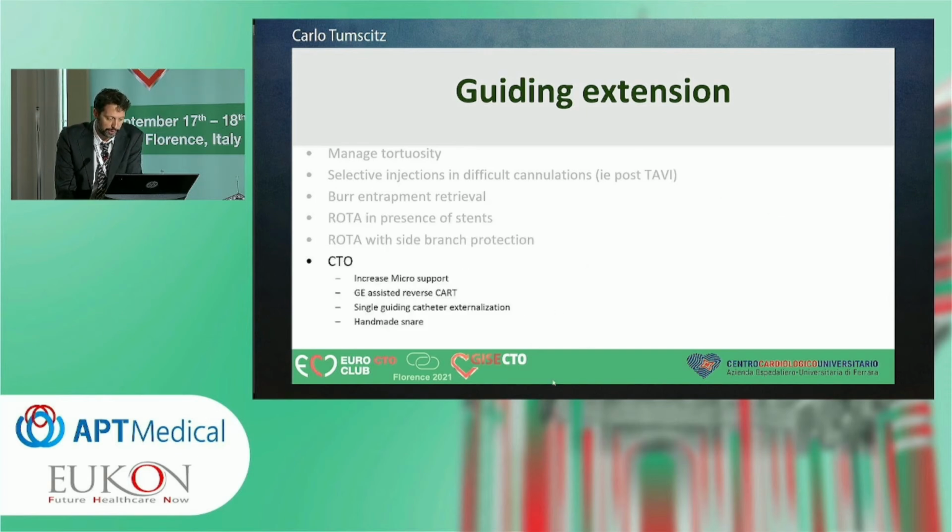And also there are the techniques related to CTO, so we use guiding extension to increase microcatheter support. Sometimes it's useful to go down in septals when there is not much support from the guiding catheter, or the guide wire assisted reverse CART, the single guiding catheter externalization. This requires 8 French guiding catheter and a 5 or 5.5 French guiding extension, so you have to know exactly the size of the catheters.